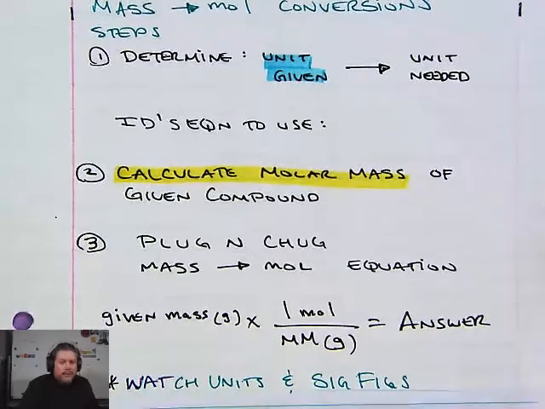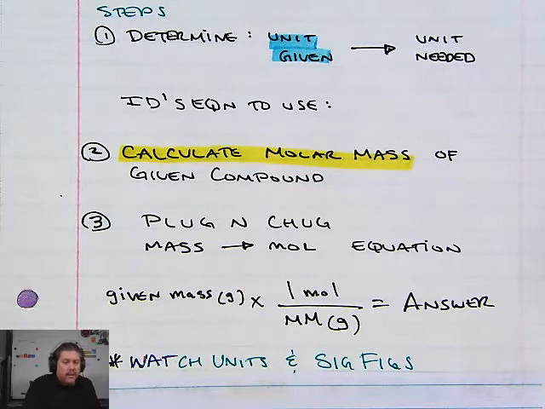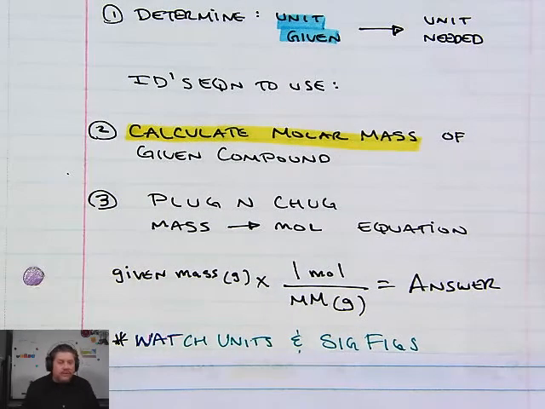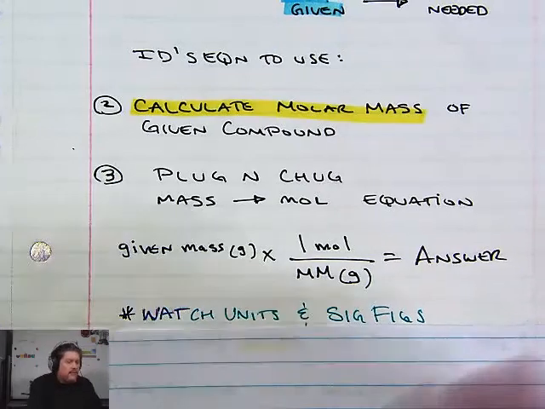Our step 3, my favorite step, I call it plug and chug, because we're going to plug in all the appropriate data into the right spots, and the calculator is going to chug out an answer, and we're going to let it do all the work. So that's the fun part about it. All we got to do is watch our units and significant figures. So let's go ahead and get started with a typical problem.